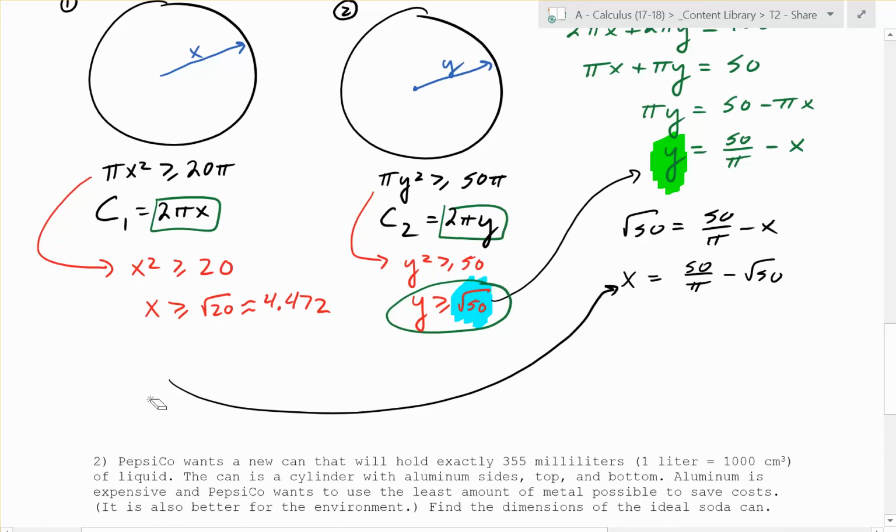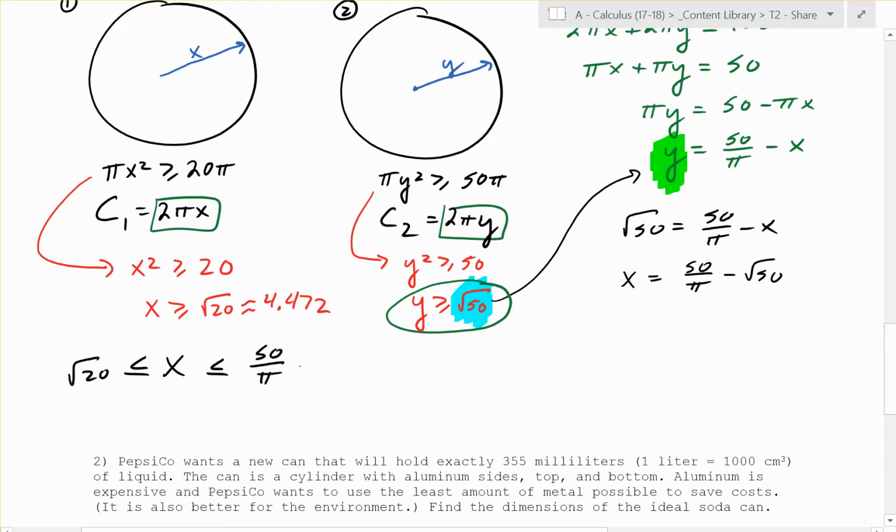So what does this tell us? Let's just consolidate this a little bit. x has to be greater than or equal to the square root of 20, and it has to be less than or equal to 50 over pi minus the square root of 50. You're limited in that way. These are really important numbers to know right here. And that's a 50, not a 30 right there. That's a 50. Okay, so let's keep going here.